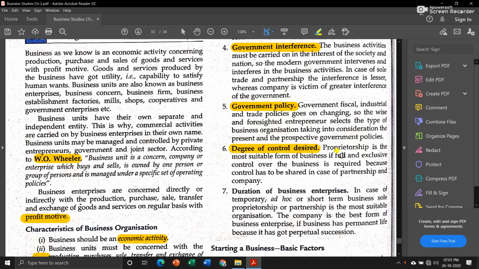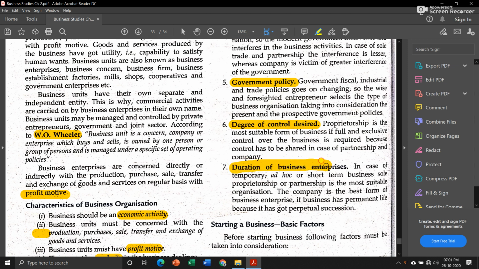Then degree of control desired. If you want to take full control of your business, then sole proprietorship is good for you, but excessive control over the business is not possible because control has to be shared in case of partnership and company. But if you want other people also to take care of your business, then you can opt for partnership or company. Then duration of business enterprise. In case of temporary, ad hoc or short-term business, sole proprietorship or partnership is the most suitable organization. But for running for a long period of time, the company type of business is suitable.